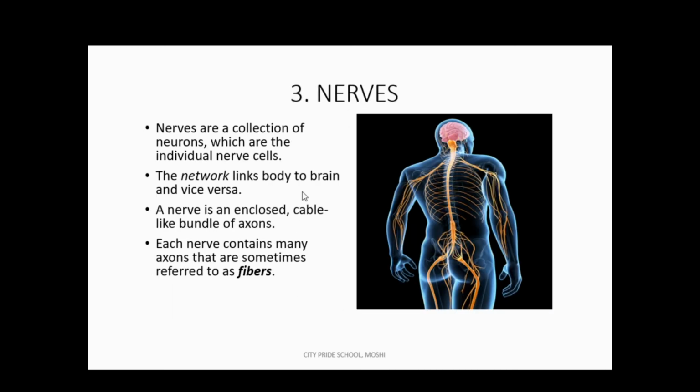The third component of the nervous system is nerves. In the last video, we have already seen what is meant by the term nerves. Nerves are a collection of neurons, and neurons are the individual nerve cells. A nerve is a cable-like bundle of axons which are individually referred to as nerve fibers.